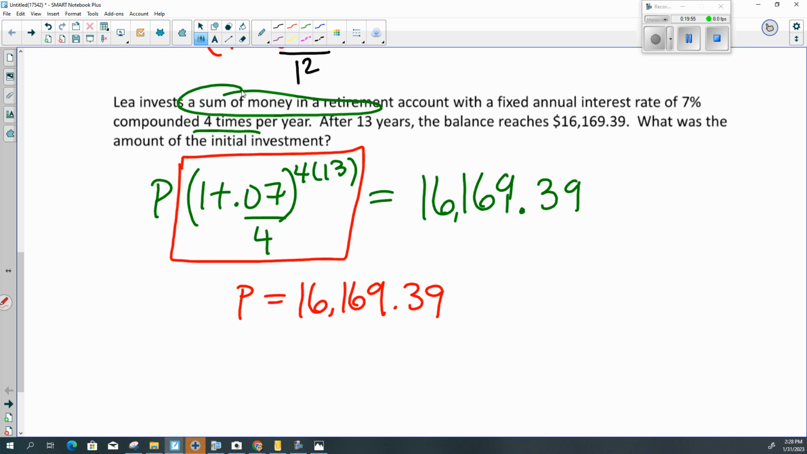So please type in parentheses 1 plus fraction 0.07 over 4, closed fraction to the power of 4 times 13. Try all of that in your calculator. See what you get. And then I would not round, well, yeah, you can round. I would round to like 4 decimal places if you're in the middle of the problem. So put that in your calculator and see what happens.